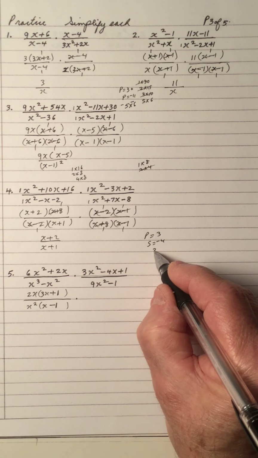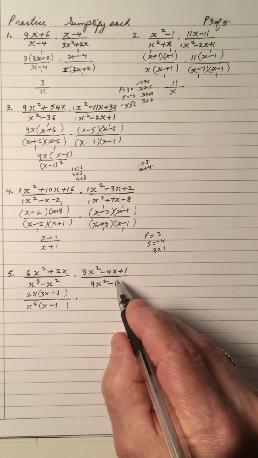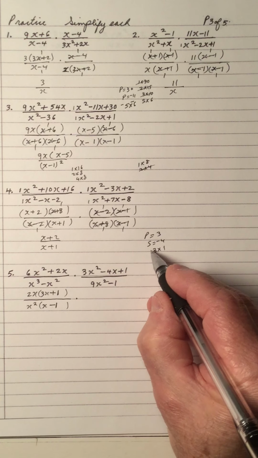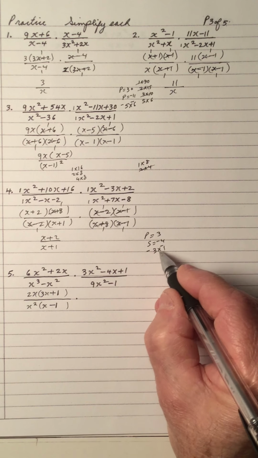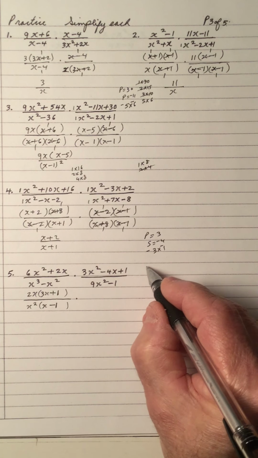Factors of 3 are 3 times 1. So if you multiply to get 3 and add to get negative 4, it's got to be 2 negatives. Multiply, positive 3. Add, negative 4. Now, we split.